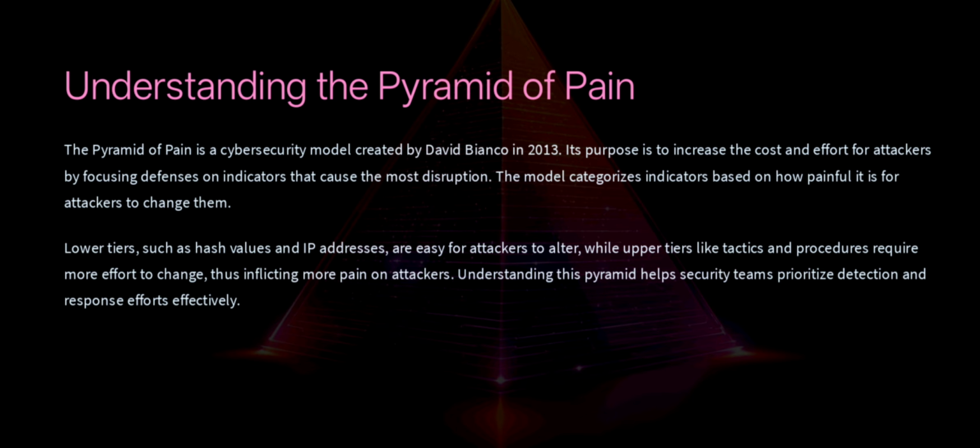2. IP addresses. IP addresses are used to identify the source or destination of network traffic. Detecting malicious IP addresses is a common tactic in blocking known bad actors or command and control servers. However, adversaries can easily rotate IP addresses or use anonymizing services like VPNs and proxies. As a result, while useful for immediate blocking, IPs offer limited long-term value unless linked to broader behavioral patterns.